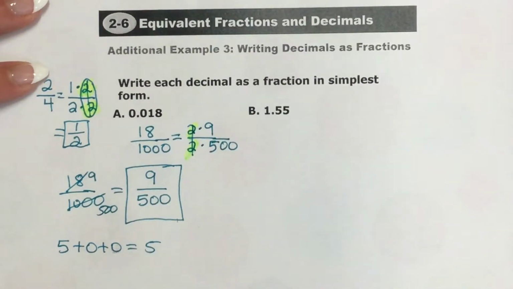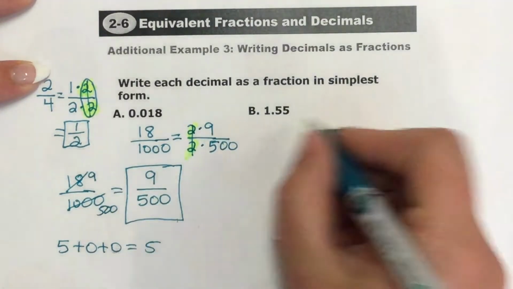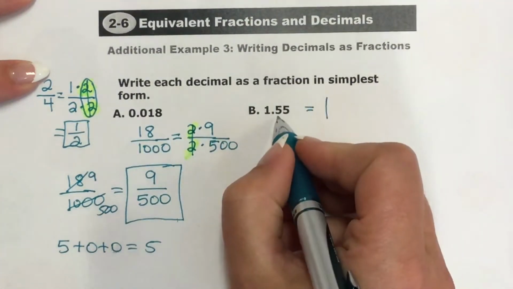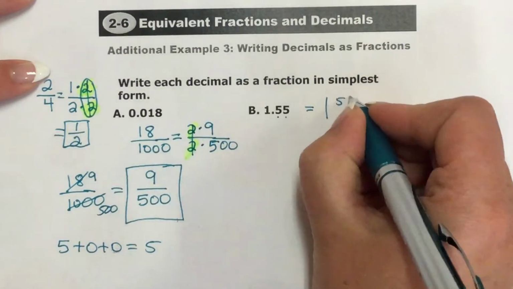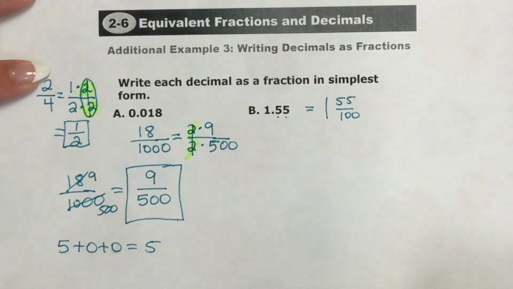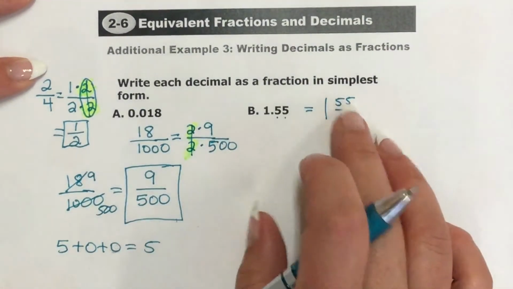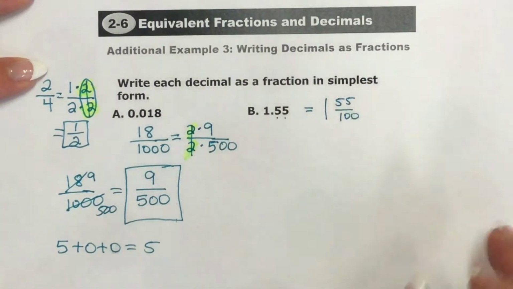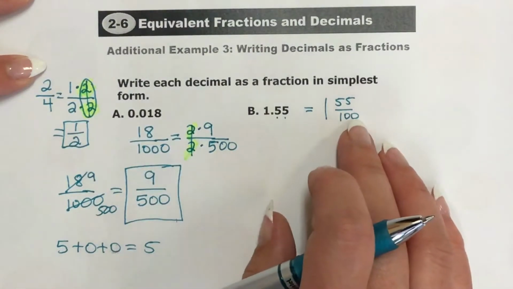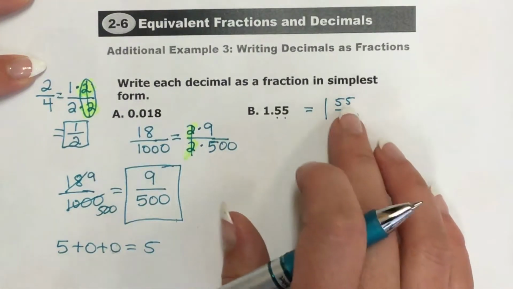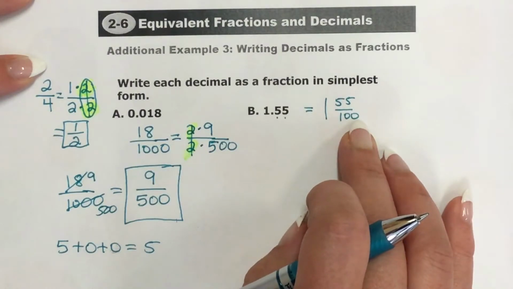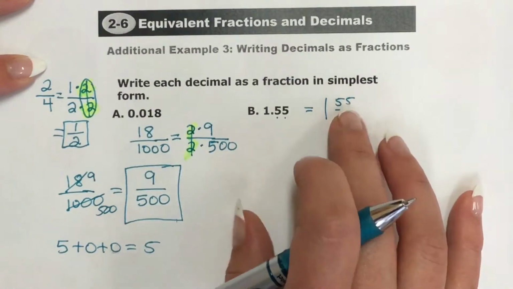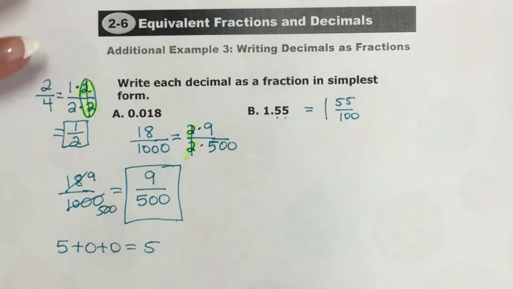Let's do 1.55. This is the same thing as 1, and this is the tenths place, hundredths place, so 55 hundredths. Now we're just going to look at 55 and 100. Is that in simplest form? Is there a number that can go into both of those? To me, it looks like there is. 5 can go into both because this ends with a 0 and this ends with a 5. Whenever a number ends with either a 0 or a 5, you automatically know it's divisible by 5.